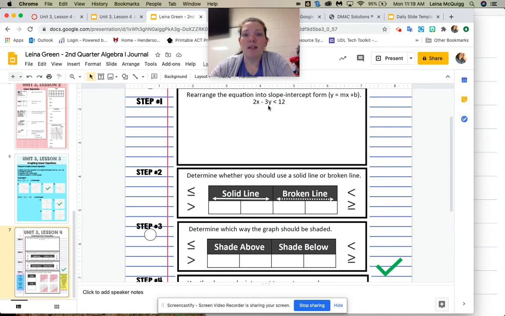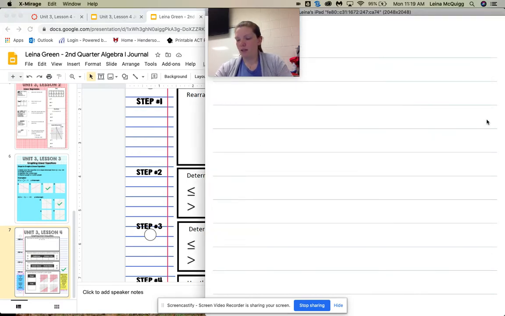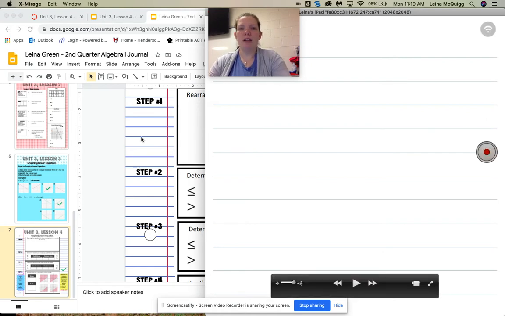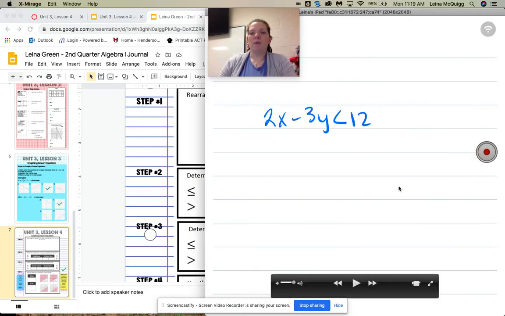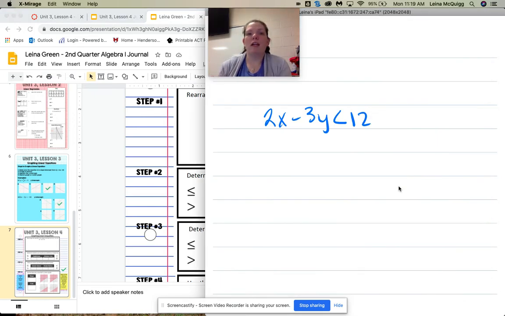So our first step is exactly the same as it was in lesson 3. We need to make this inequality look like y equals mx plus b. So we need to get y by itself. So I'm going to come over here to the side, and I'm going to solve the equation. Then I'm going to insert it onto my graph. So let's see, we have 2x minus 3y is less than 12. Okay, remember our steps for solving inequalities are exactly the same as solving equations.